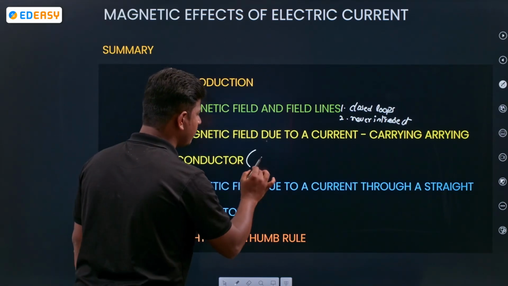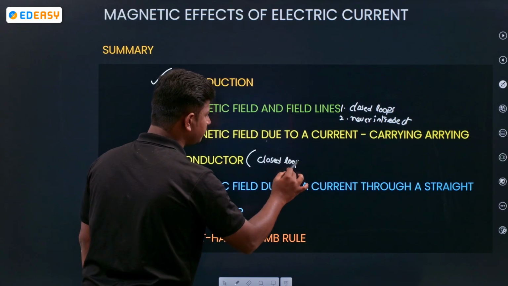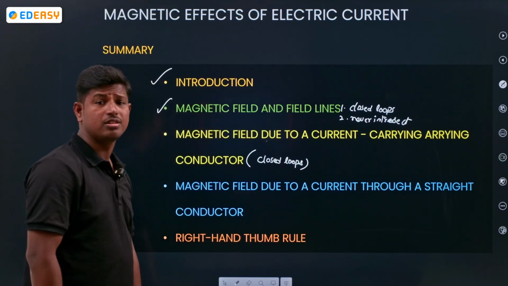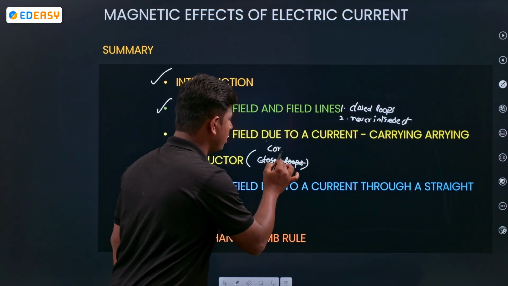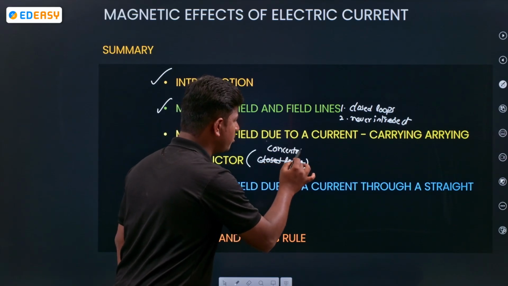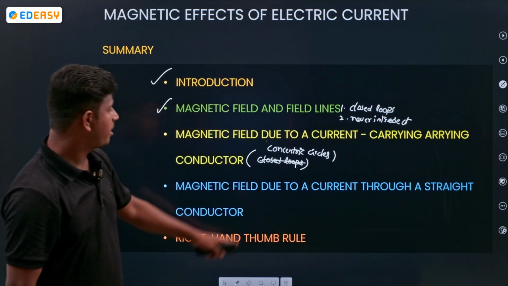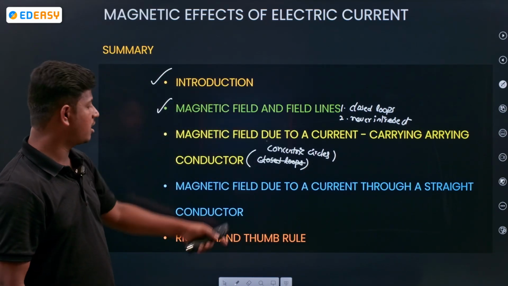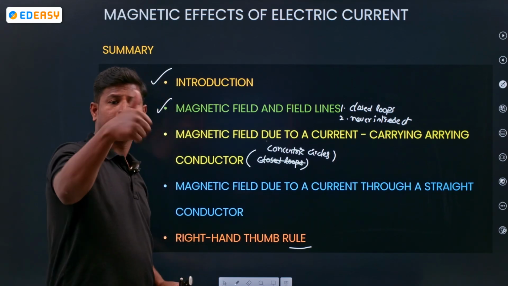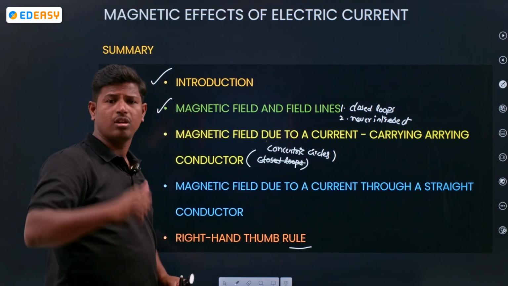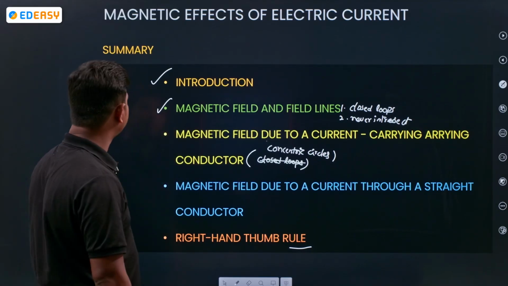Next, magnetic field lines due to a current carrying conductor. How do the field lines form? Closed loops. In place of closed loops, write concentric circles. Next, magnetic field due to current through a straight conductor: concentric circles only. Right hand thumb rule, or screw rule. Thumb, current. Curl fingers, direction.